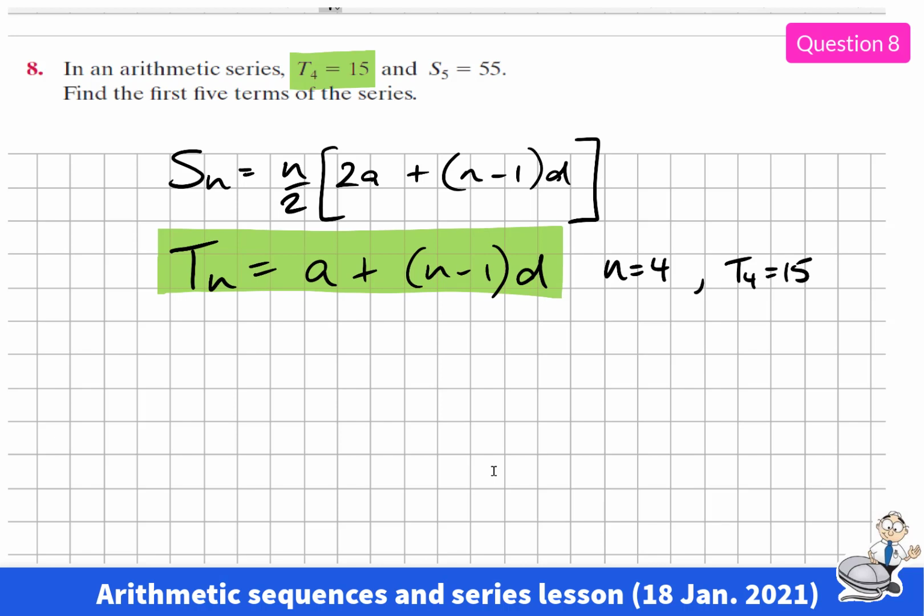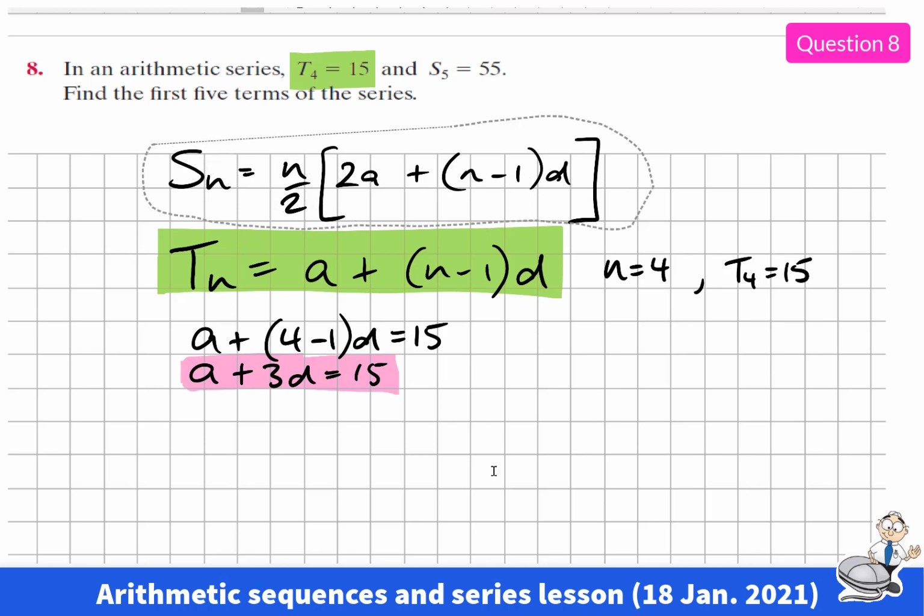I don't have everything, but I'm going to write that into the equation. So if that's true, what I know is that a plus n, which is 4 minus 1 times d, must be equal to 15. In other words, it's saying that a plus 3 times d is equal to 15. That's the information I can get from that. I'm just going to tidy this up as I'm placing things.